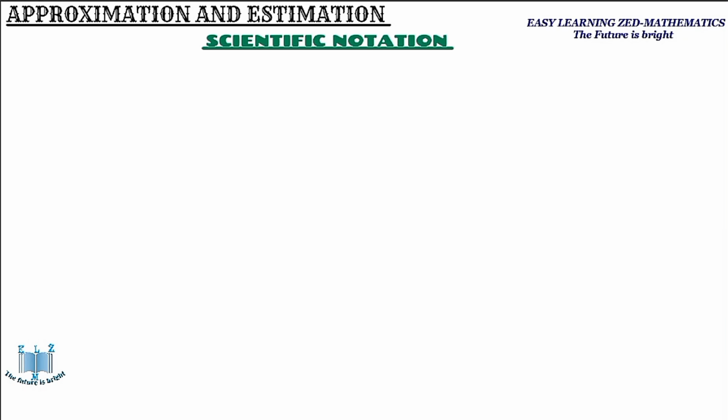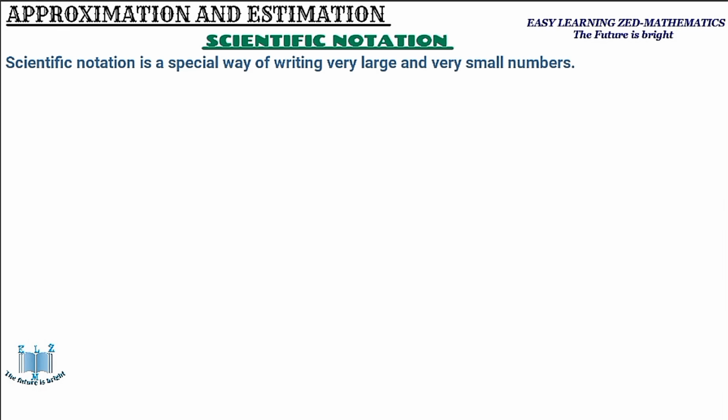Okay, let me start with describing what scientific notation is. Scientific notation is a special way of writing very large and very small numbers. So very big numbers as well as very small numbers can be easily written in scientific notation.